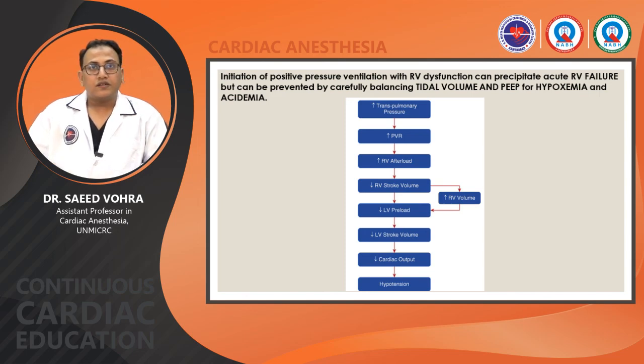Mechanical ventilation increases the transpulmonary pressure, which increases the PVR, which increases the afterload, and this decreases the RV stroke volume. And through ventricular interdependence, the LV preload, LV ejection fraction, LV stroke volume, and cardiac output also decrease, and this leads to hypotension. So, you have to balance very carefully in RV failure patients.